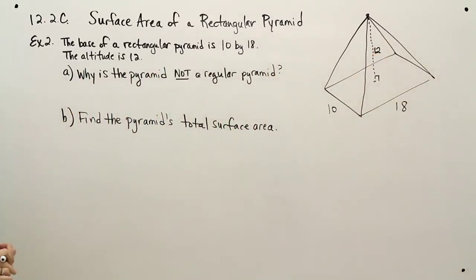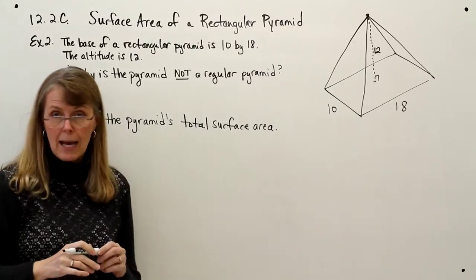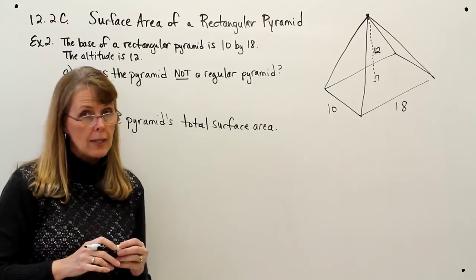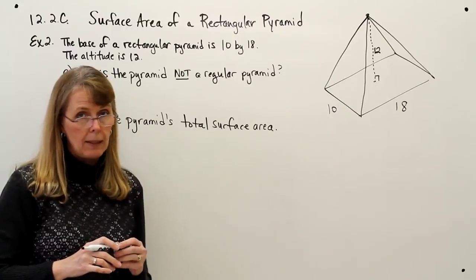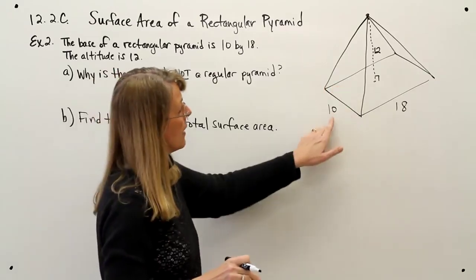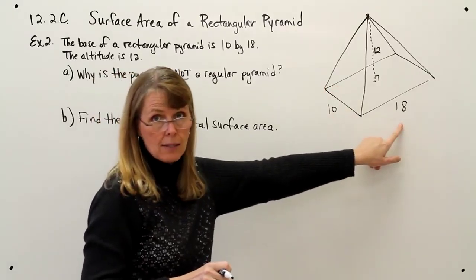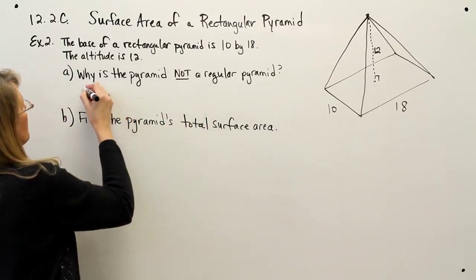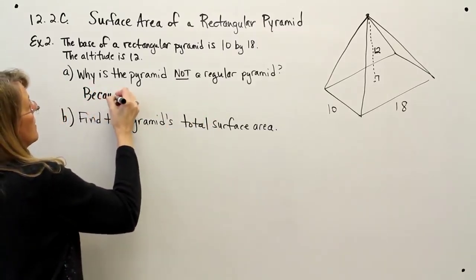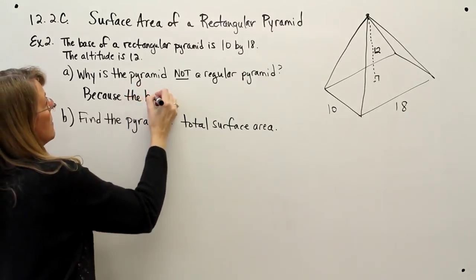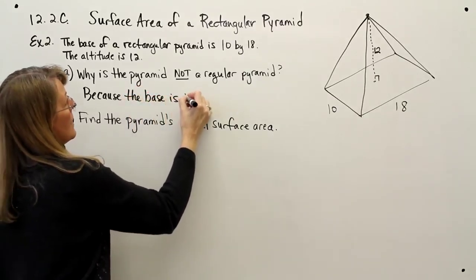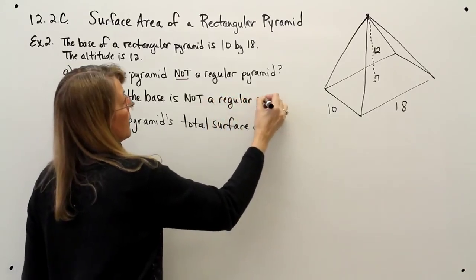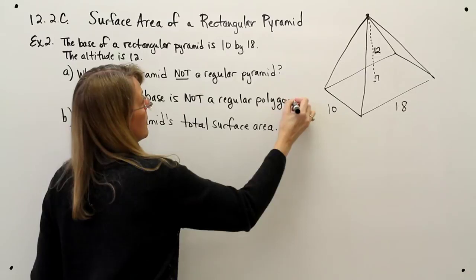All right, to start. So the first question asks, why is the pyramid not a regular pyramid? If you remember, we defined regular pyramid earlier. It said that it had to have a regular polygon for the base. This is a rectangle, the sides are not equal, so that is not a regular polygon. So it's not a regular pyramid because the base is not a regular polygon. It is a rectangle.